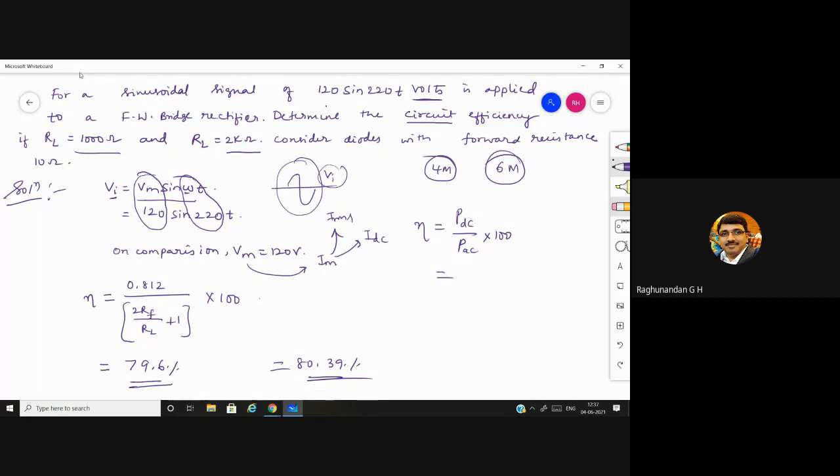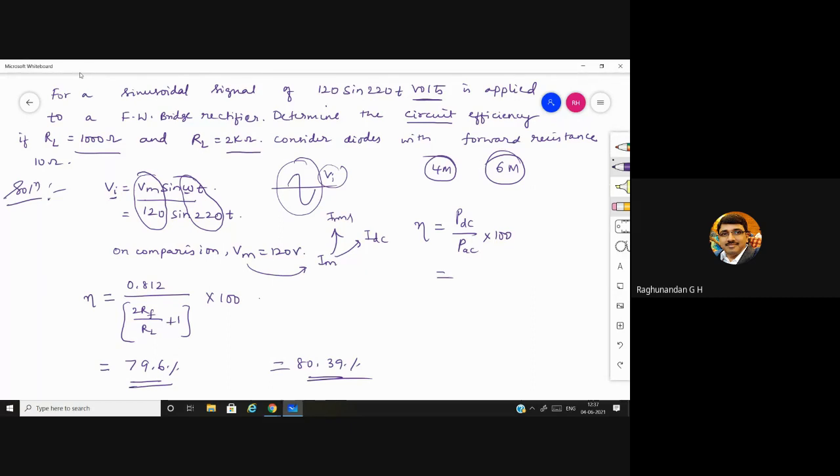Similar kinds of problems, some twisted problems, are given in the book. Those who have the book, you can see example 2.12, where they have given a similar kind and are asking you to find out VDC and rectification efficiency. There also you just compare the equation, and you can use the same method.